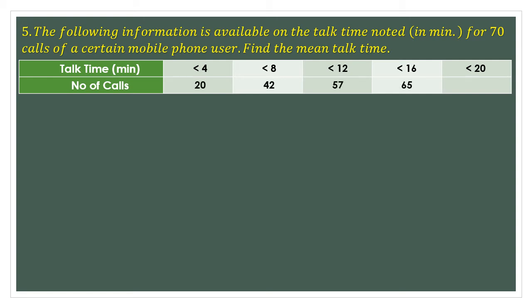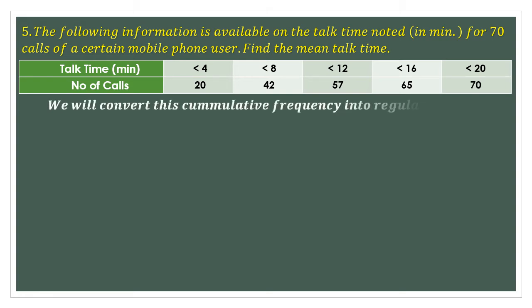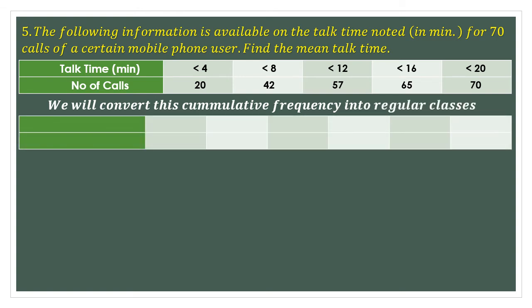This kind of question we have solved in one of the illustrations. You can check that illustration out on top of your screen. If you click it, you will get to that video. What we need to do is convert this cumulative frequency distribution into regular classes. So for that we need to again prepare a table with talk time in minutes and number of calls.